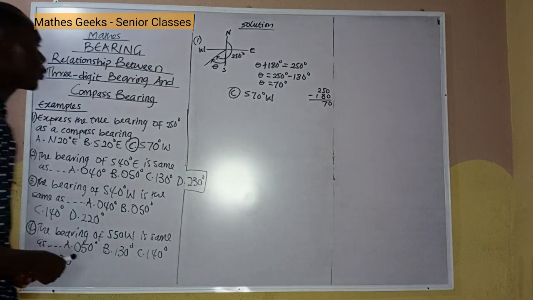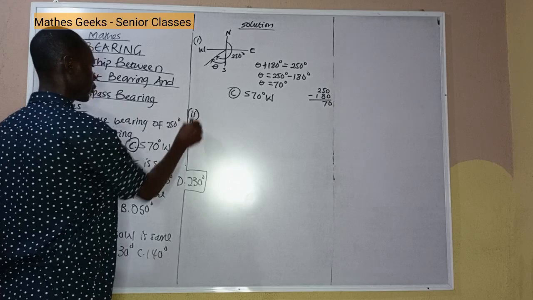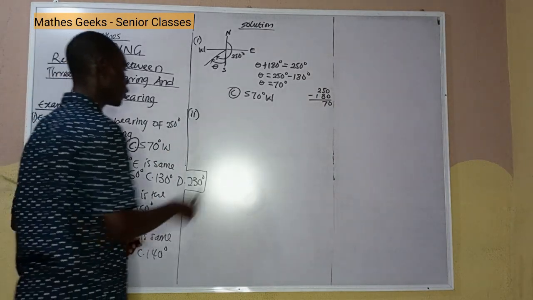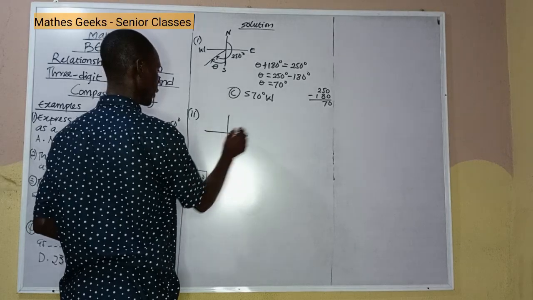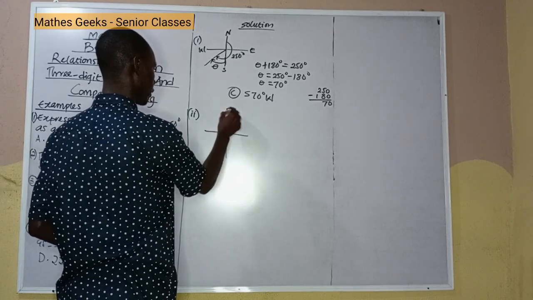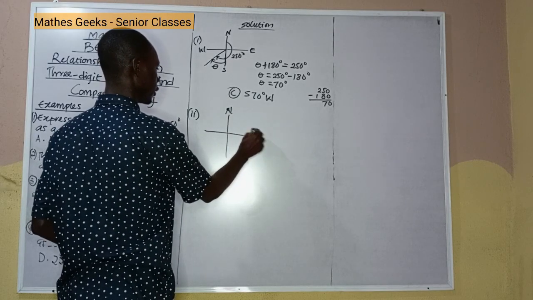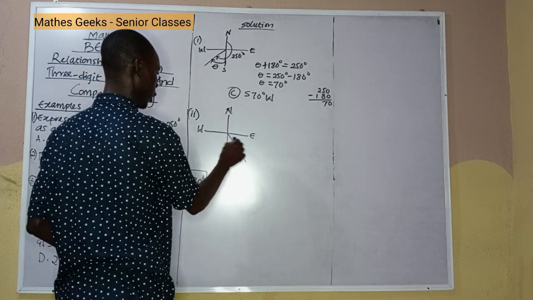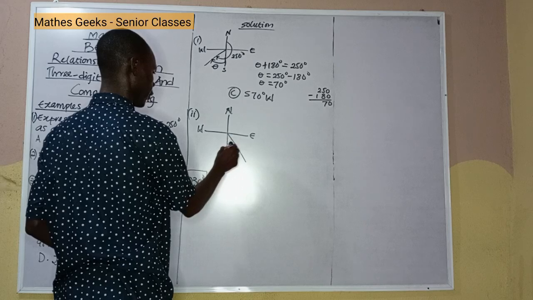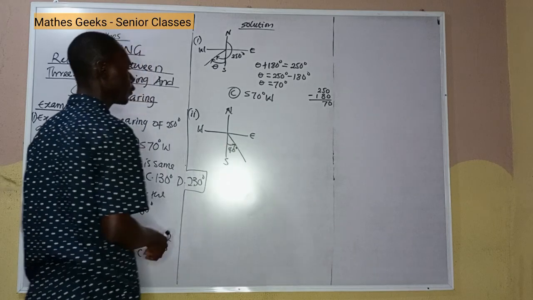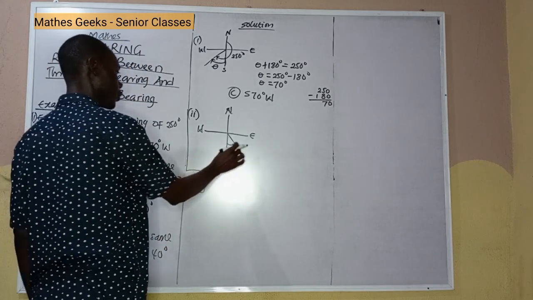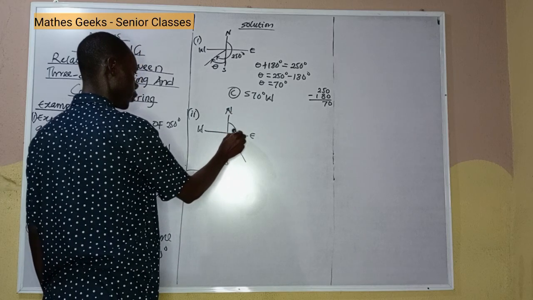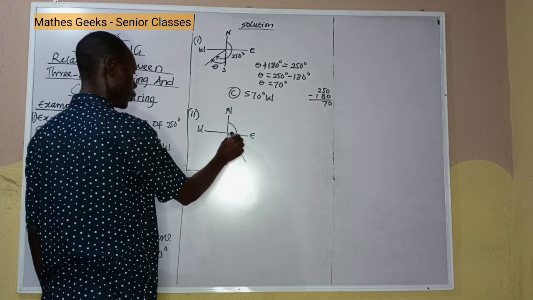Let's see. Number 2. A bearing of south 40 degrees east is the same as... south 40 degrees east is going to be like this. So here that will be 40 degrees. Now this is the compass bearing from the south to the line. The 3-digit bearing is from the north to this line.